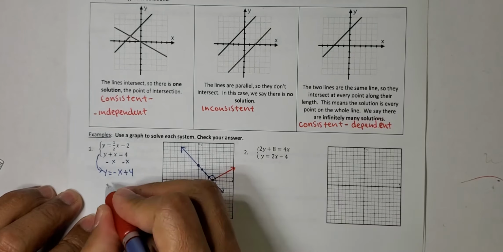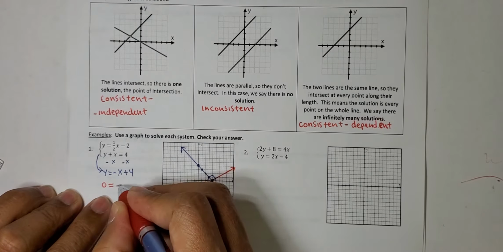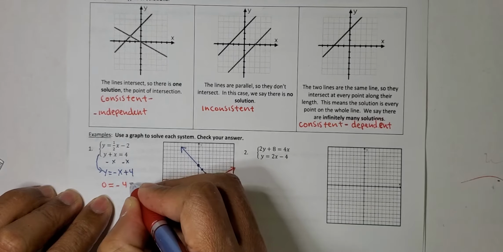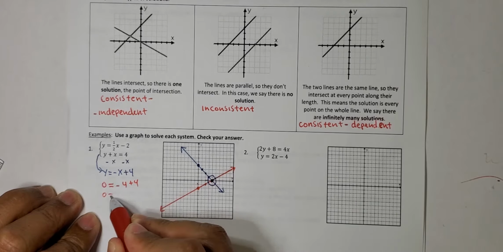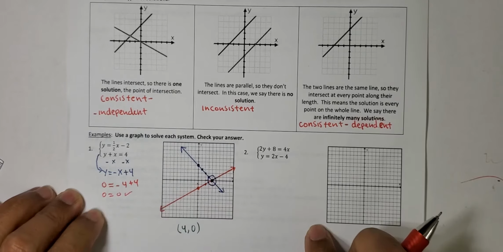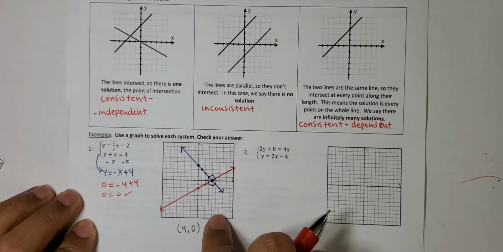So y is going to be 0 equals, this is going to be negative 4 because that's the value of x. And then I'm going to add 4. As you can see, this is 0 equals negative 4 plus 4, which is 0. So that means it is a solution to the first equation, but it's going to be a solution to the other equation also.